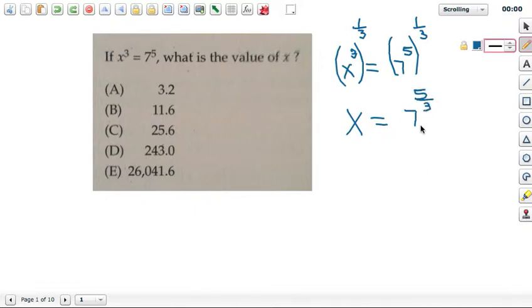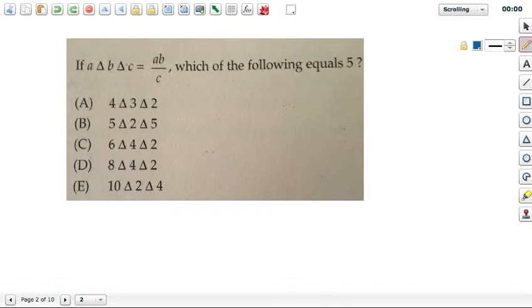And your calculator can handle this. So all you have to do is go 7 raised to the power 5 divided by 3. And your final answer should be 25.6. The correct answer is C. This is the second question. Pause your video and try this.